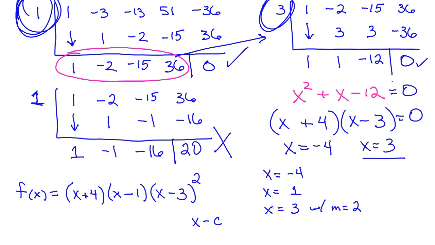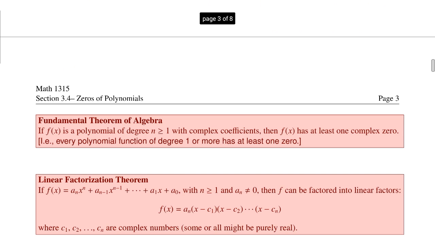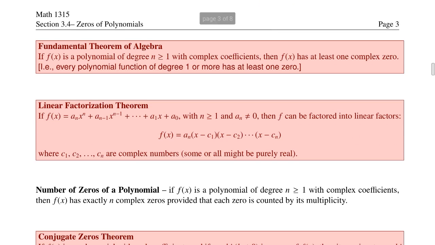Next, let's look at the fundamental theorem of algebra. The fundamental theorem of algebra says the following. If f of x is a polynomial of degree n that is greater than or equal to 1 with complex coefficients, then f of x has at least one complex 0. And essentially that means that every polynomial of degree 1 or more has at least one 0. So that means we can always solve a polynomial with degree greater than or equal to 1.